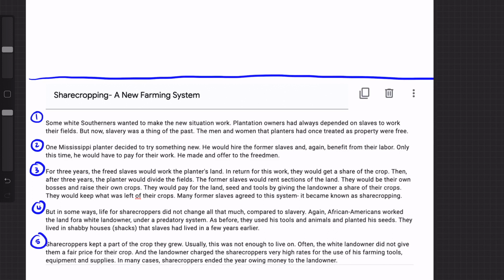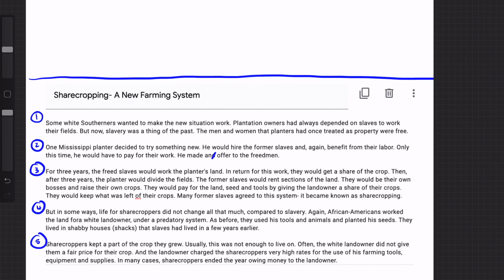Plantation owners had always depended on slaves to work their fields, but now slavery was a thing of the past. The men and women that planters had once treated as property were free. One Mississippi planter decided to try something new. He would hire the former slaves and, again, benefit from their labor. Only this time he would have to pay for their work. He made an offer to the freemen. I'll fix that when it's your turn to do it.